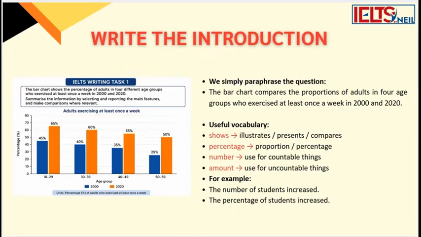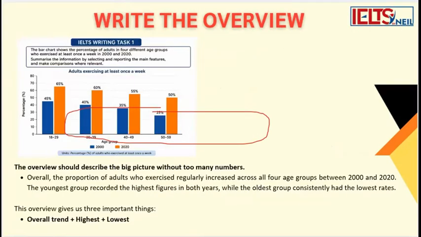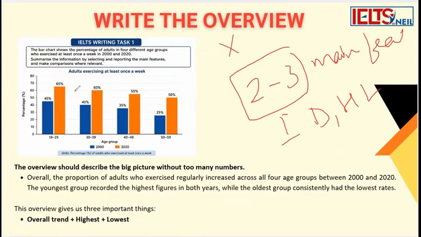Moving on to the next one, if we go back to the structure here, next is the overall statement, the overview. Now, in the overall statement, what we have to do is write at least 2 to 3 main features, right? In the main features, we talk about what is increasing, what is decreasing, what is highest, what is lowest, right? We never write any numbers. We are not going to write 45, 65, all these numbers. They are not to be written in the overall statement.